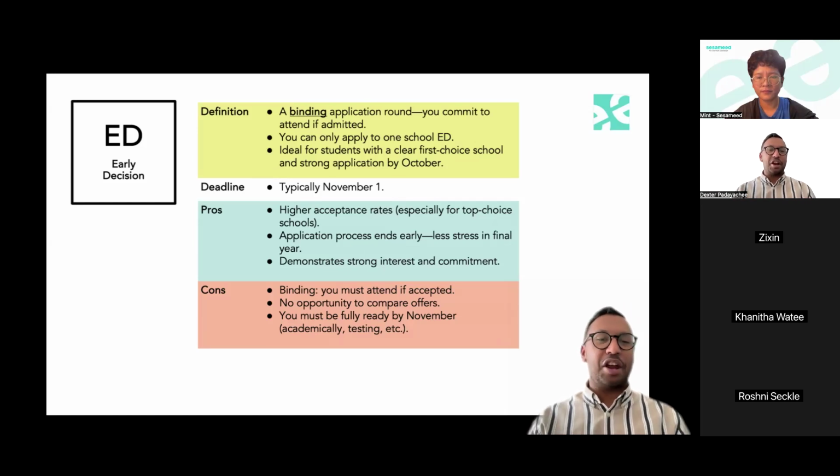The typical deadline for early decision is November 1. However, we are seeing that more and more schools are shifting that deadline, and so some schools are accepting early decision applications by November 15th. So there's some flexibility with it.